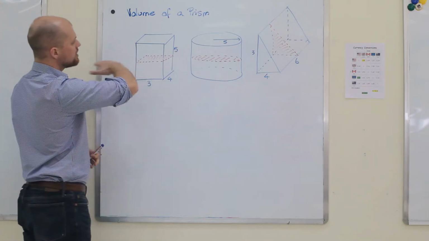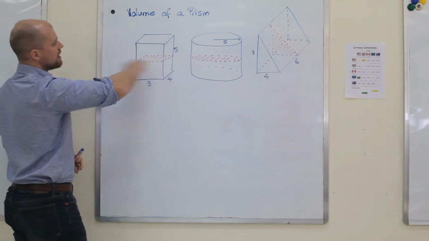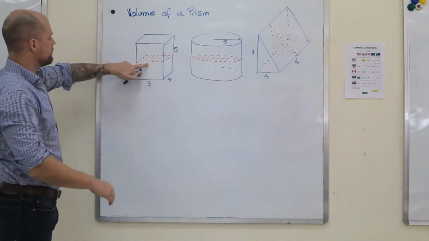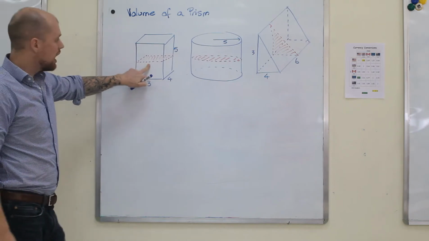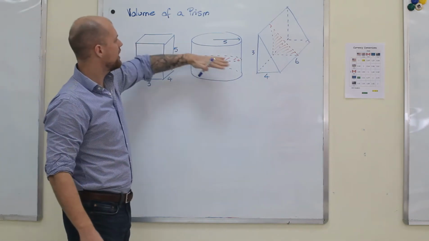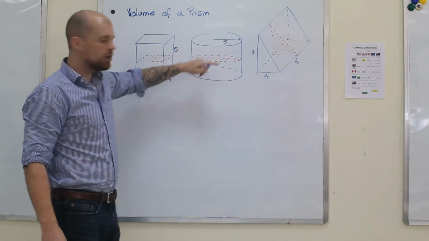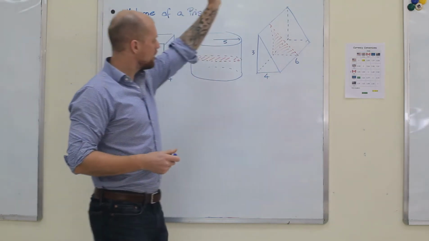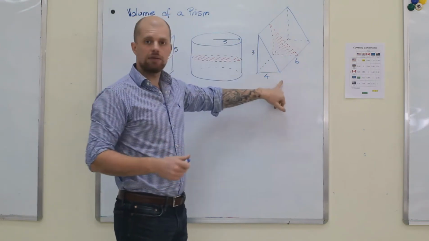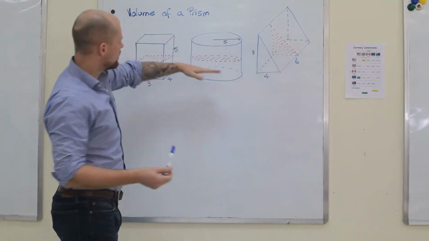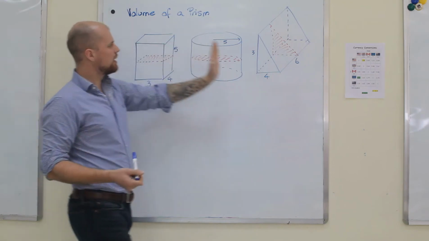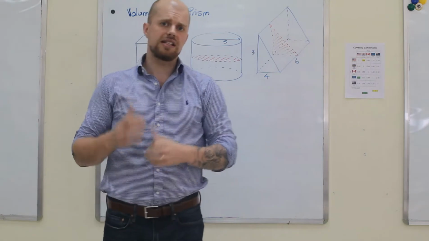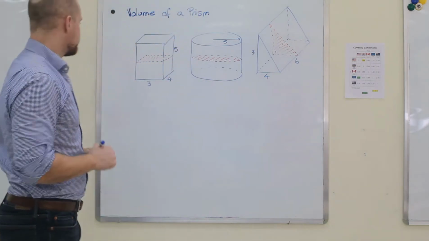take a slice, which I've done in red, anywhere on the cuboid, you always get the same rectangle. If you take a slice going this way anywhere through the cylinder, you get a circle. And anywhere vertically down in the triangular prism, you get a triangle. You can imagine this moving up and down, and this red triangle moving across. That's what the cross-section is. And if it's the same throughout, you have a prism.